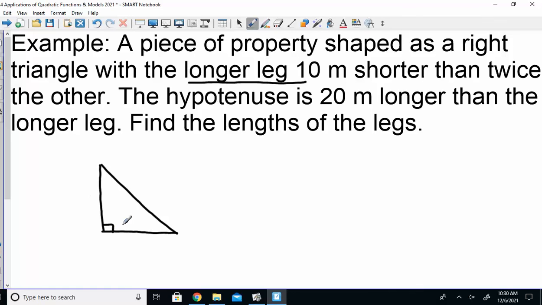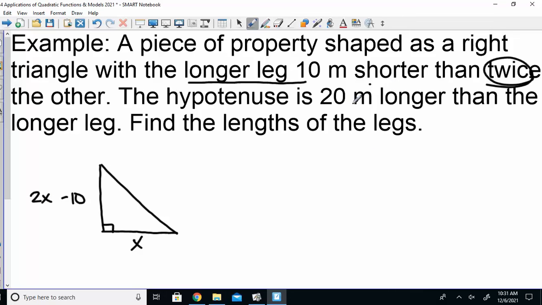the longer leg, so the legs are the 2 sides touching the right angle. So the longer one is 10 meters shorter than twice the other. So, do I know what to call the other one? X. 10 meters shorter than. What does that mean? Is it 10 minus or minus 10? Minus 10. Twice that one, so twice x would be 2x. So this is 2x minus 10.